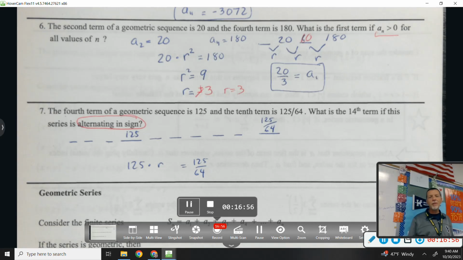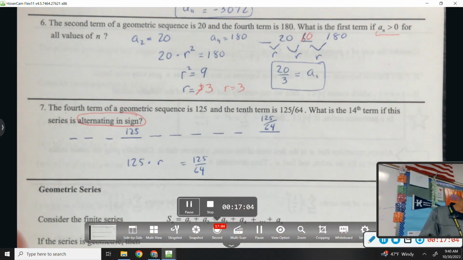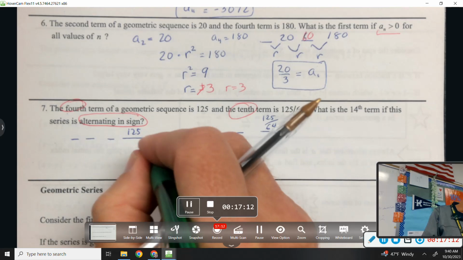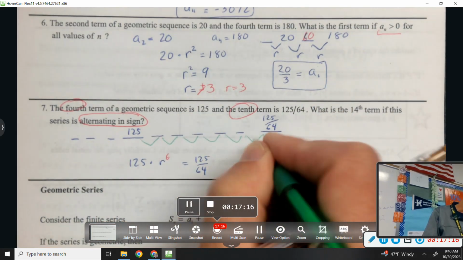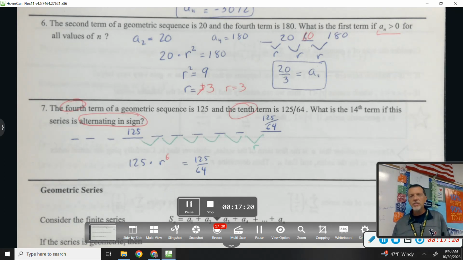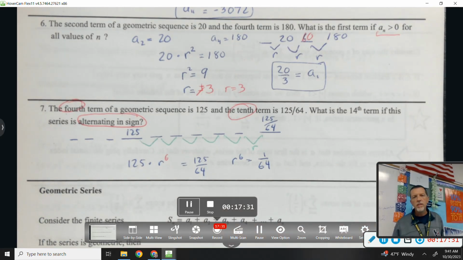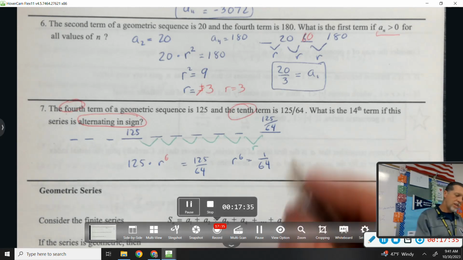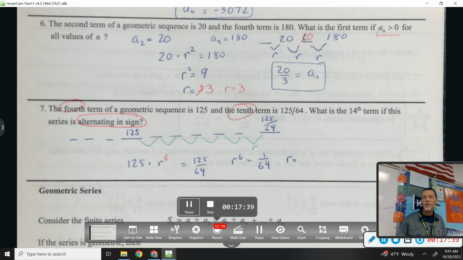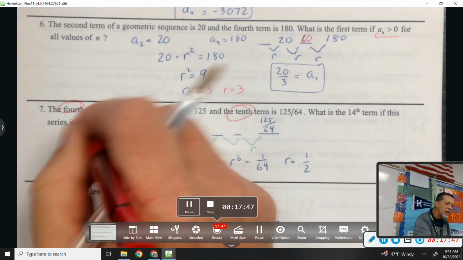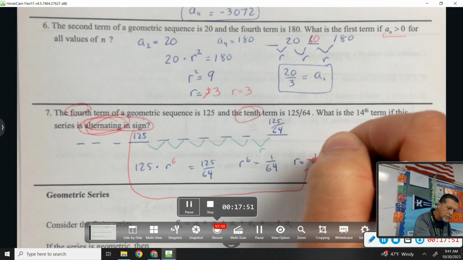All right, how many steps is it from the 4th term to the 10th term? 6. Yes, 4th to 10th is 6. Again, if you need to, then you kind of draw them out. So there's 1, 2, 3, 4, 5, 6. So yeah, 6 r's later, we're at 125 over 64. So the 125s are kind of ugly, but that's kind of helpful. R to the 6th is 1/64. I sure hope 2 to the 6th is 64 because that gives me a nice fraction. Plus or minus a half, but that alternating thing means it's going to be negative because we're alternating.